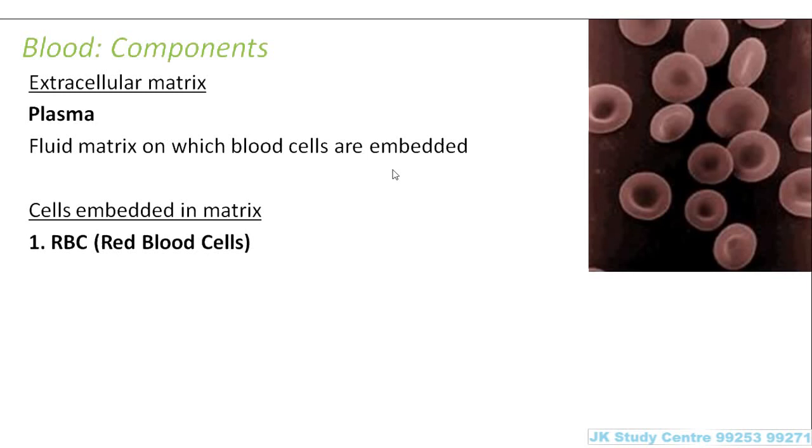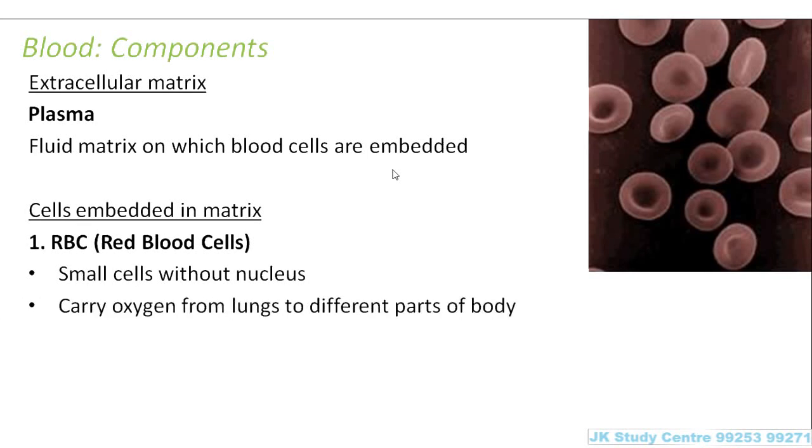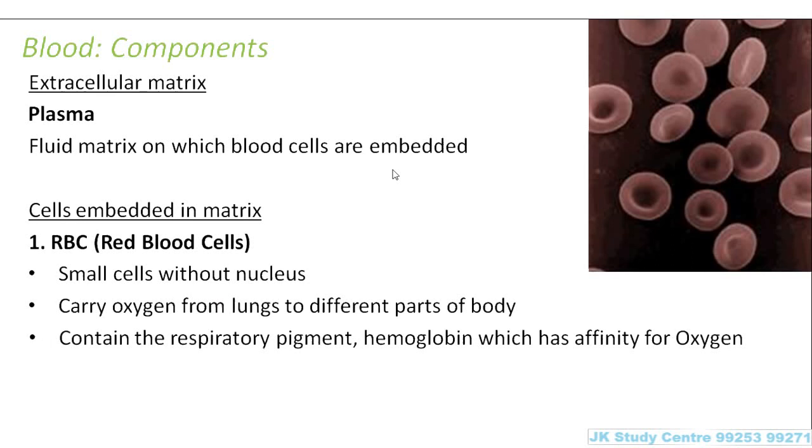We have RBC, also known as red blood cells. These are small cells without a nucleus. These cells do not have a nucleus. They carry oxygen from lungs to different parts of the body. That is the main function of RBC. RBC also contains the respiratory pigment called hemoglobin, which has affinity for oxygen, and that is also a reason this hemoglobin plays a very important role. Hemoglobin is the pigment because of which the color of the RBCs is red, and that is why the blood is red in color. So hemoglobin is the pigment which gives red color to the blood.